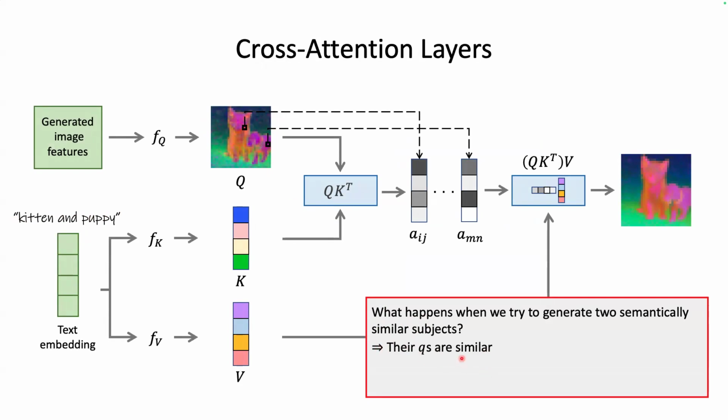So if the queries are similar and we multiply each of them with the same keys, their attention vectors are going to be similar by definition, right? Because we're multiplying similar things with the same keys. And if their attention vectors are similar, they're going to share values and we're going to have leakage. Features from the word puppy are going to leak into the kitten and vice versa.